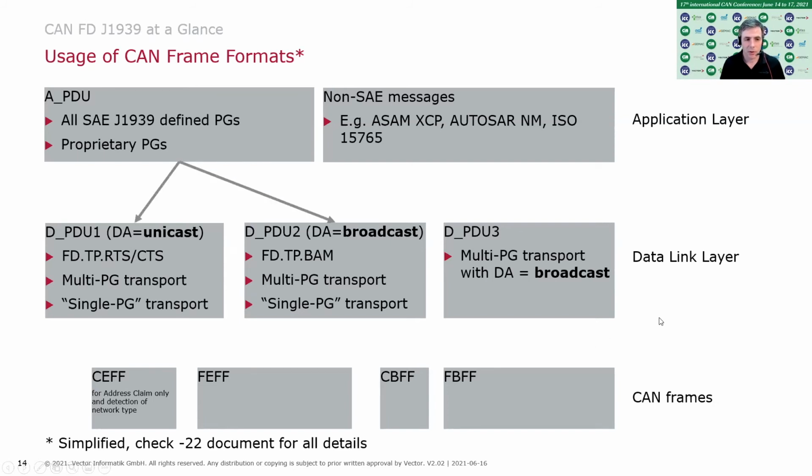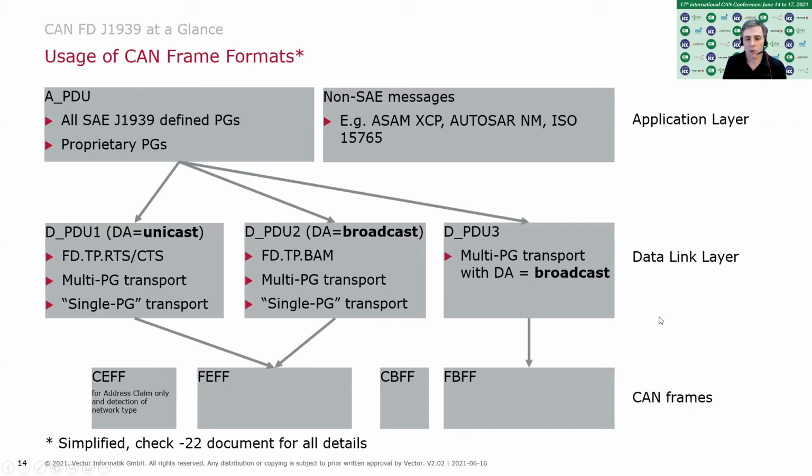As I mentioned, all SAE-related communication, which is represented by application PDUs, goes to data PDU 1 and 2. And the data PDU 1 and 2 are mapped to CAN FD extended frame format. So this means this all goes into 29 CAN identifier bits.